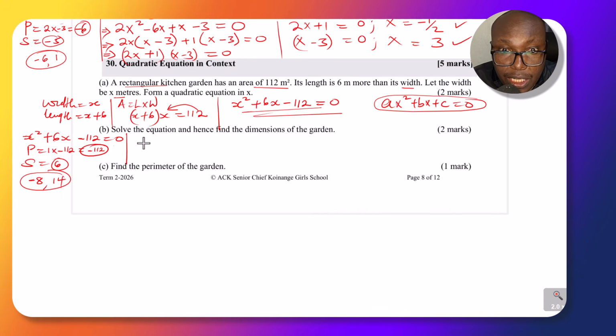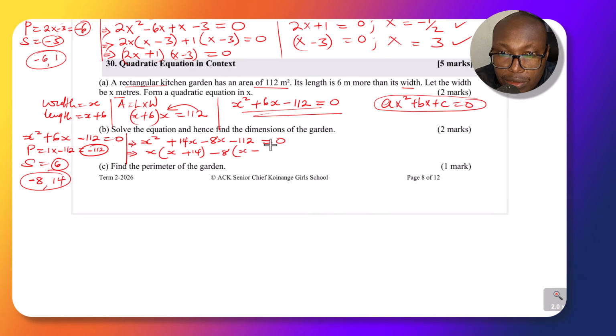Now having those numbers, so now you have x squared, then plus 6x, you write it using negative 8 and 14. So it will be 14x minus 8x, then minus 112 is equals to 0, like that. And you can proceed now and factorize between x squared and 14x. What is common? X is common. So you have x plus 14. Then between negative 8x and negative 112, what is common? Negative 8 is common.